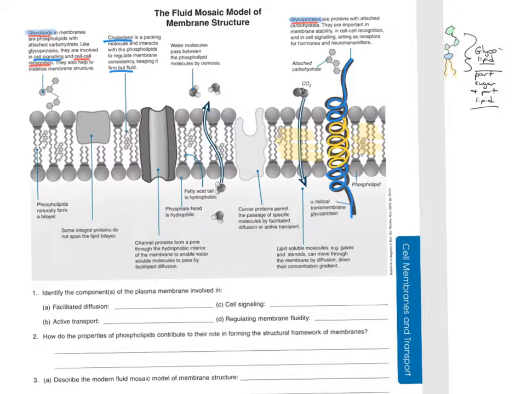So they can do cell to cell recognition. They help stabilize the membrane. Cell signaling, which is like, hey, something could attach here, and then that could change something down here and signal the DNA to do something, or signal the cell to do something. All kinds of things could happen.